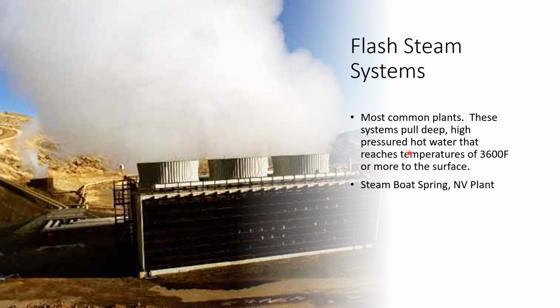Okay, so flash steam systems are very common systems, and they're going to pull very, very hot, high pressure water, with a temperature of about 3,600 degrees Fahrenheit, to the surface. We pull it out, and then we turn that into steam and run the turbine, so you know the process. So this is just a picture of the Steamboat plant in Nevada.